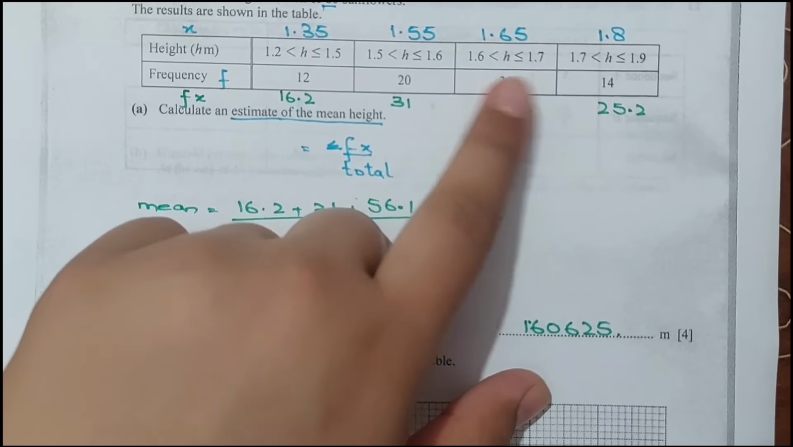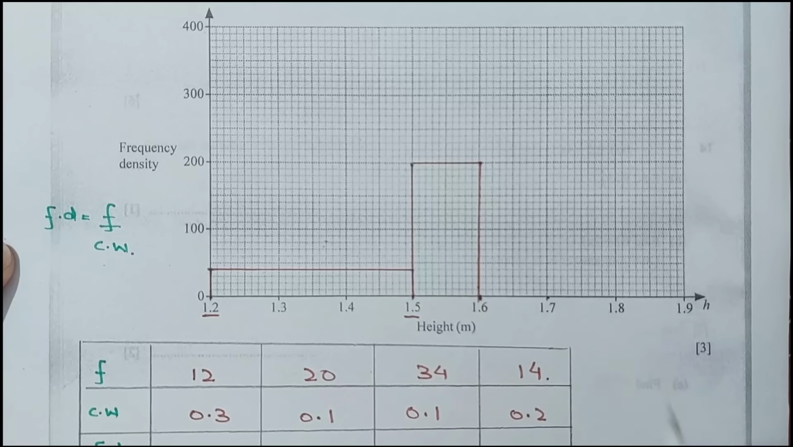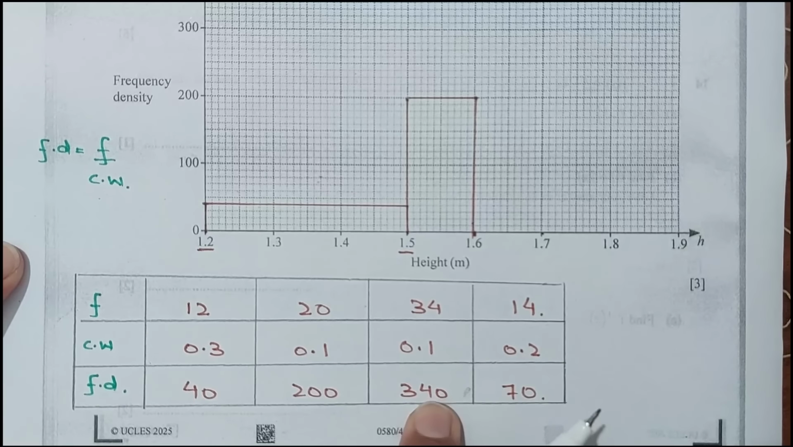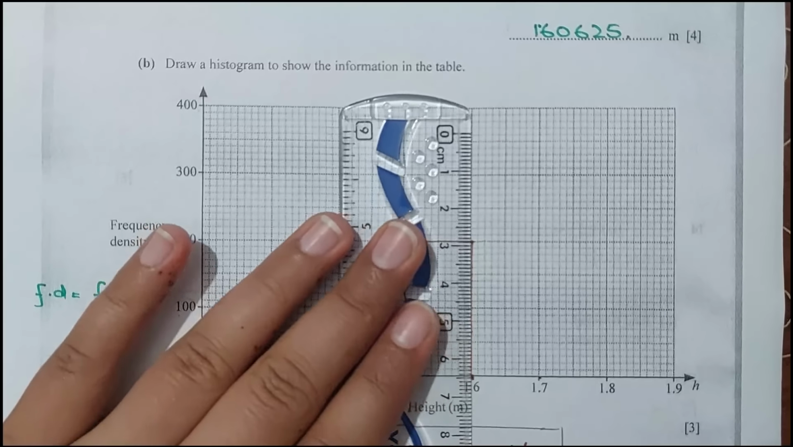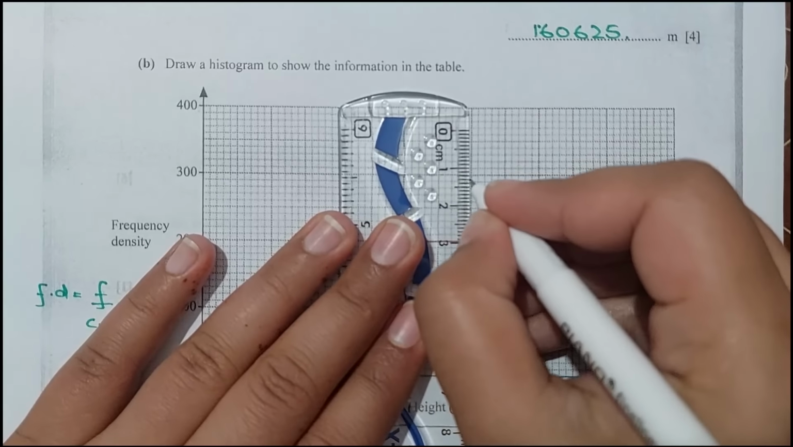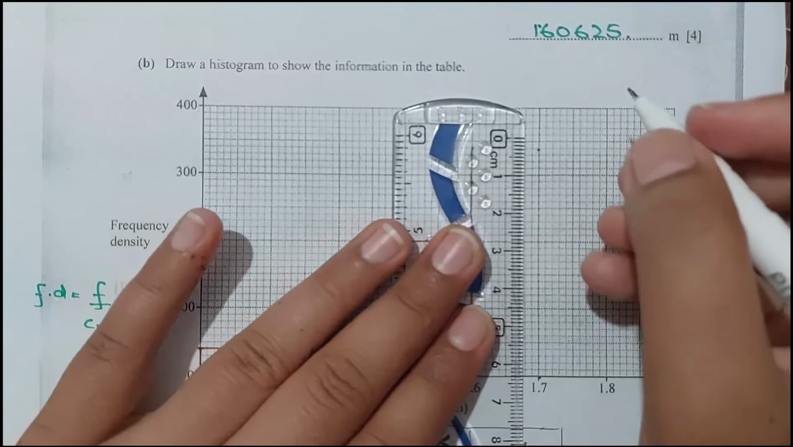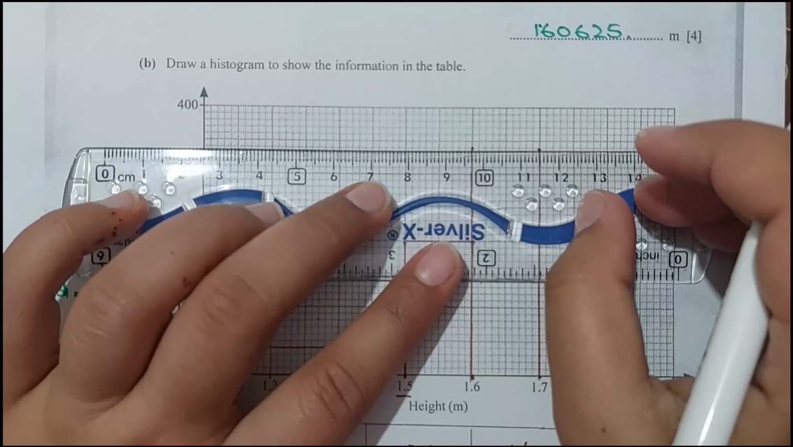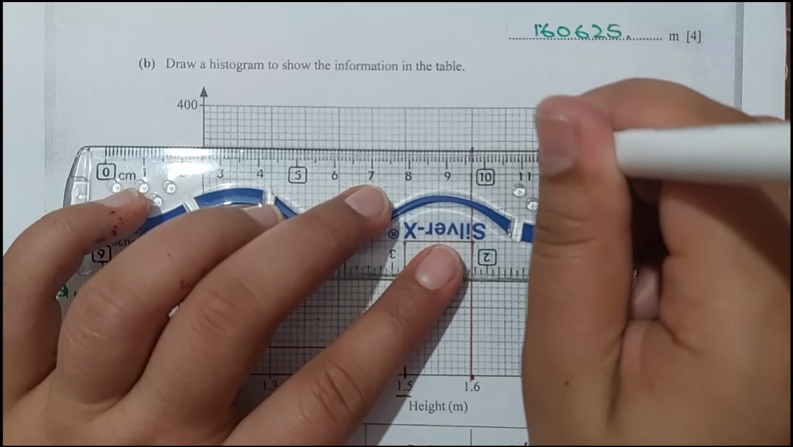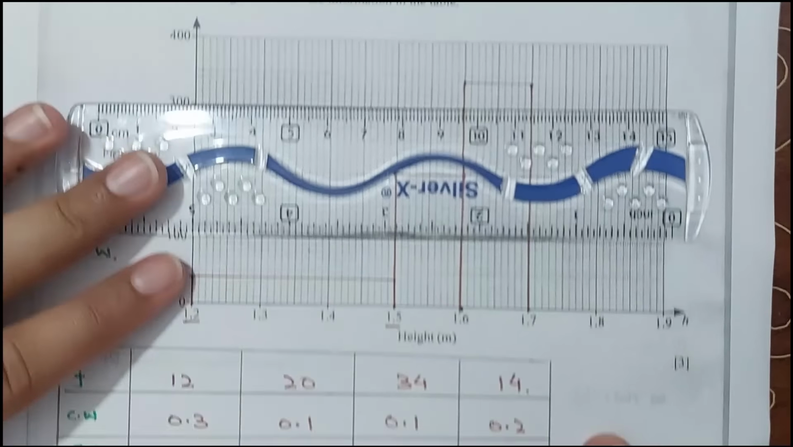The next interval is 1.6 till 1.7. This point is 1.7. This is 340. Let me show you where 340 is. This is 300. 340 is one block below 350. The last one is 1.7 till 1.9.